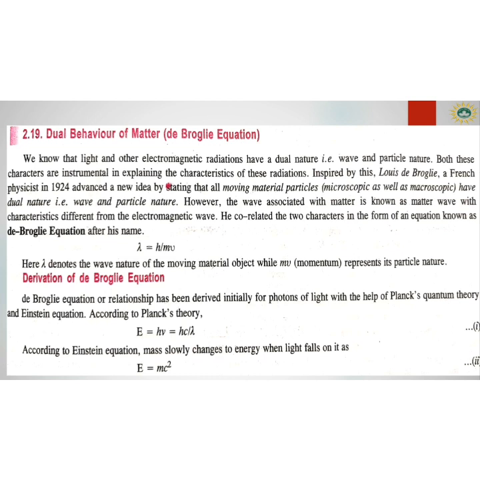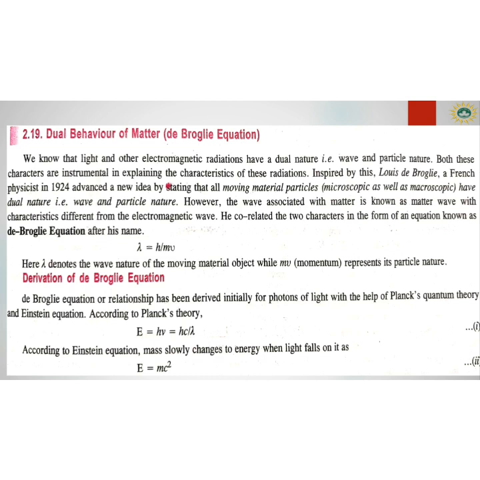h is constant, which is 6.626 into 10 to the power minus 34 joule second. Now we'll derive this de Broglie's equation. According to Planck's quantum theory, E is equal to h nu, or E is equal to hc by lambda, since nu is equal to c by lambda.